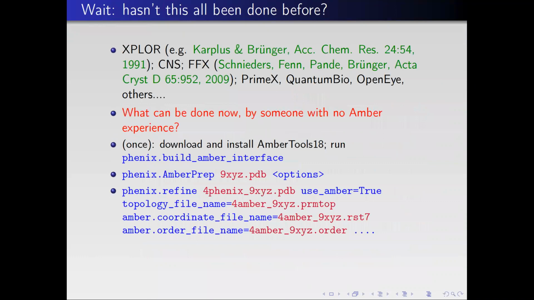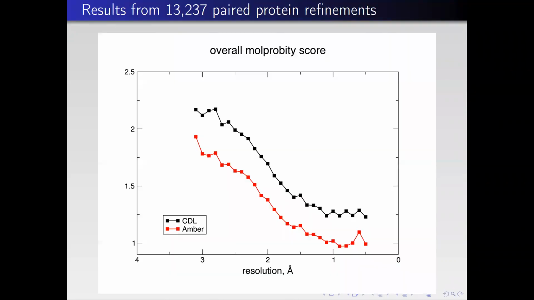You just say use Amber equals true and put some commands in and do everything else that you would ordinarily do in Phoenix. And so you can run paired refinements. You can try it the regular way, and you can try it using Amber instead of the regular restraints and just see what the differences are. And we did that. It's automated enough that we could do 13,000 different paired protein refinements this way.